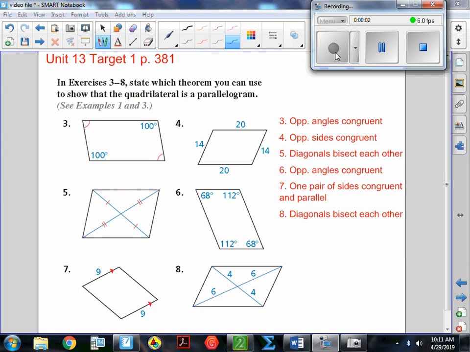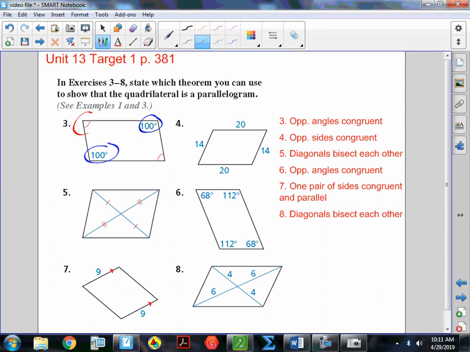All right, on the second page of the homework for Target 1, Unit 13, this is page 381. So state which theorem you can use to show that the quadrilateral is a parallelogram. So number 3, we have that opposite angles are congruent. Okay, so I'll fix my colors here. The two 100-degree angles are congruent, and we have red congruent marks in the other two. So opposite angles are congruent.